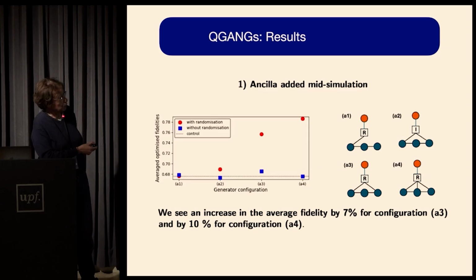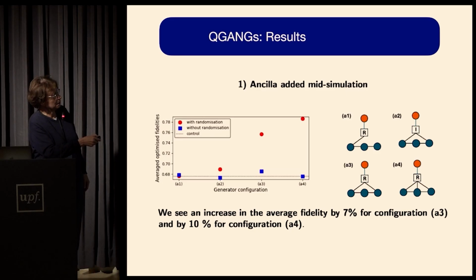So I look at this, saying, okay, let's add the ancilla at the middle of the simulation, which is here. This is the control, there's no ancilla. This is putting the ancilla, and these are the different configurations. A1 means a rotation, but only entanglement with 1. A2, no rotation, so there is no randomization, even if there is entanglement with 2 or 3. A3, rotation and entanglement with 2 of them, and A4, rotation and entanglement with all of them.